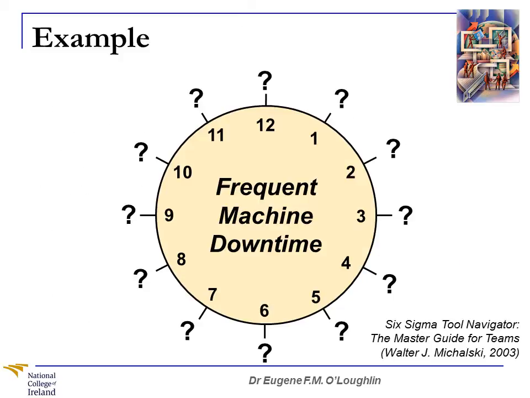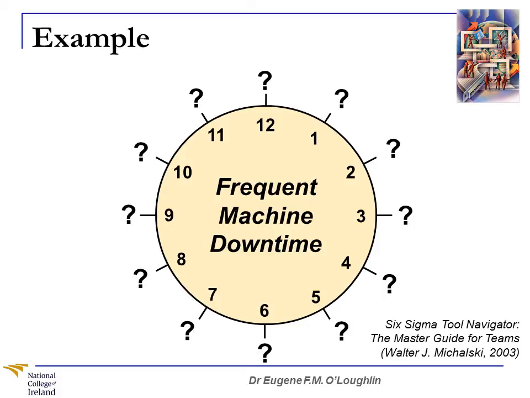So to explain this a little bit further, let's take a look at an example. Now, the example I'm going to use here is about frequent machine downtime, and it is based on the Six Sigma Tool Navigator, the Master Guide for Teams book, written by Walter Michalski and published in 2003. So this example is taken from that book.